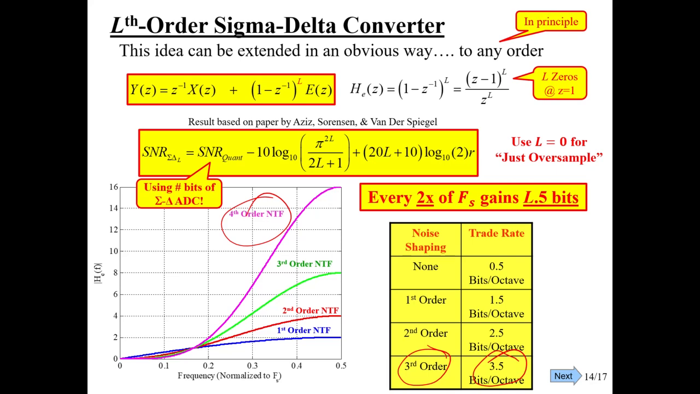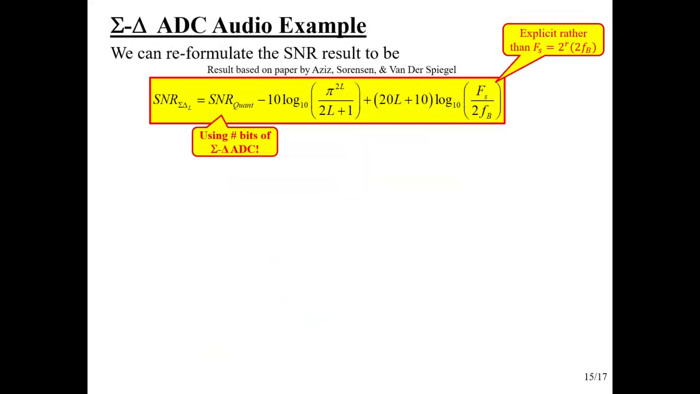And now I'm writing it as per octave, because remember, a doubling of frequency is called an octave. So we often say bits per octave. That just means a doubling of the sampling rate. Let's look at an example to see how this works. For audio, we're aiming for the equivalent of 16 bits.